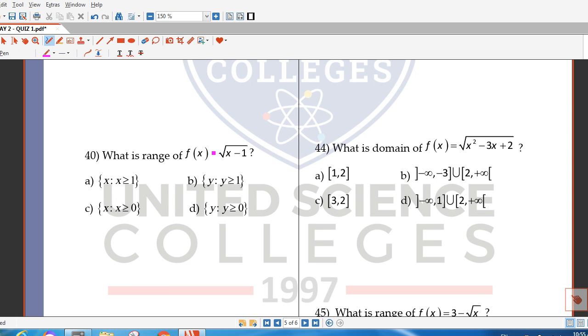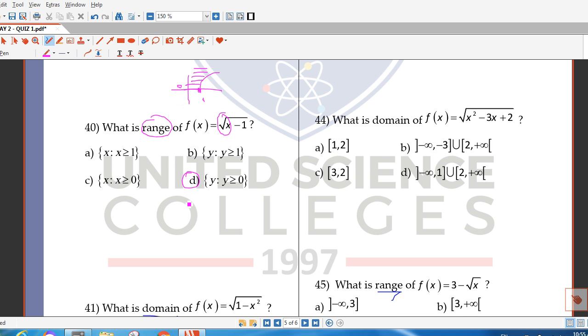And for the range, it is better to know the graph. The parent square root function is shifted 1 unit to the right. And the range is related to the y value. So from the end, if you go, it is 0, and all numbers which are greater than 0 will be used on the y-axis. So numbers equal to or greater than 0 will be the range.